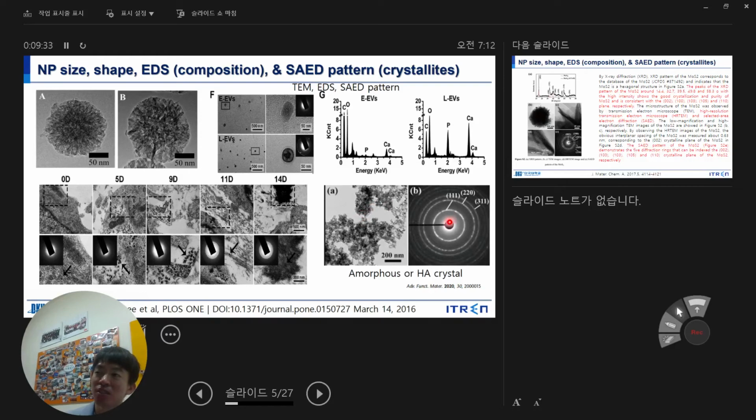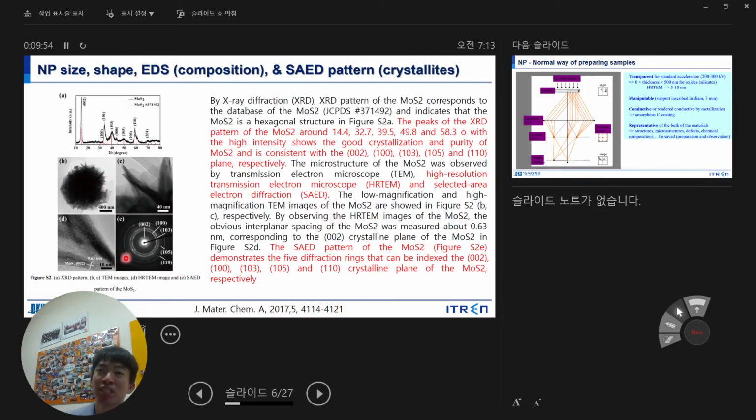When you look at this nanoparticle, you can also magnify here, and then you can see the SAED pattern. So 111, 220, and 311. When you analyze this sample in XRD, you can know exactly the same planes are detected. So this is an exact example.